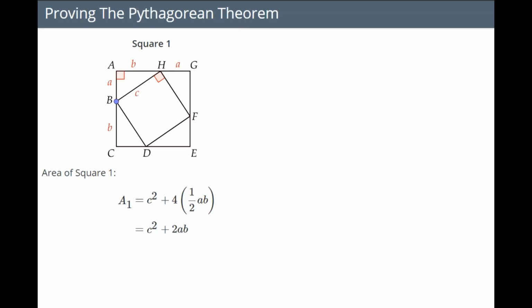The area of square 1, we'll call that A1, is made up of the area of a smaller square, which is c squared, plus the area of four congruent right triangles, each of which has area a half ab. So A1 will be c squared plus 4 times a half ab, that's c squared plus 2ab.